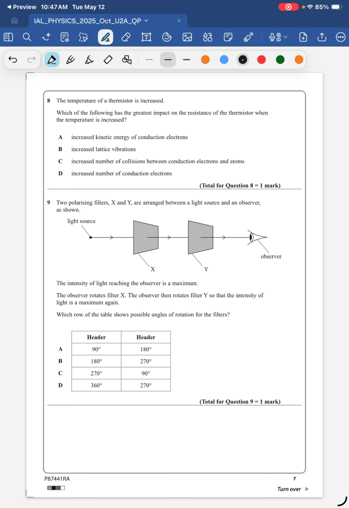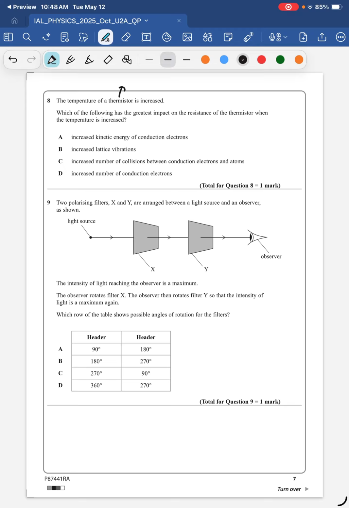Let's move on. Question 8, the temperature of a thermistor is increased. Which of the following has the greatest impact on the resistance of the thermistor when the temperature is increased? Increased kinetic energy of conduction electrons, that's not correct. Increased lattice vibrations, that's not the case with thermistors, because thermistors are made of semiconducting materials.